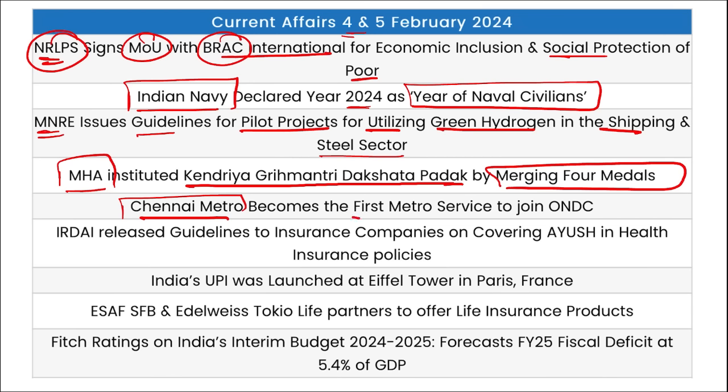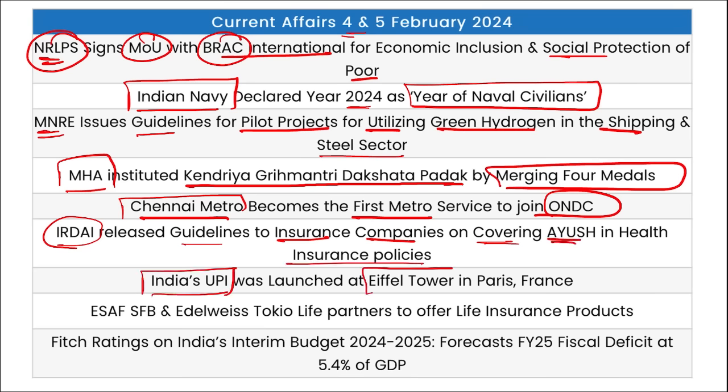Chennai Metro became the first metro service to join ONDC network. IRDAI released the guidelines to insurance companies on covering Ayush in health insurance policies. Then India's UPI was launched at Eiffel Tower in Paris, France. ESAF Small Finance Bank and LIC's Tokyo Life partner to offer life insurance products.